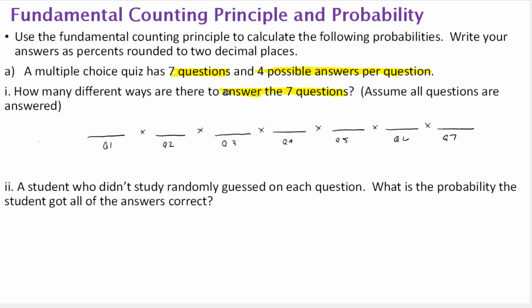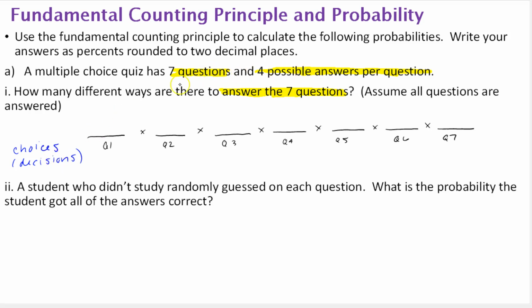So notice this isn't a probability problem yet. This is just asking us to find the number of ways that we can answer a multiple choice quiz with these requirements. So notice I have something set up here. Q1 is corresponding to question 1. Notice there's 7 questions, so I have these labeled Q1 through Q7. Okay. And these are what we call the choices we need to make, or another word I'm going to use is decisions. Okay. So for each choice or decision, we have some number of options.